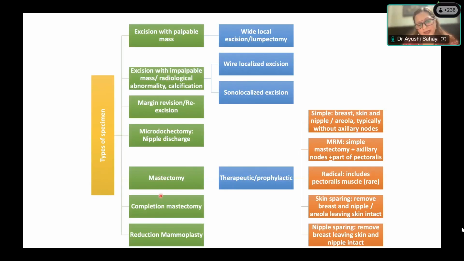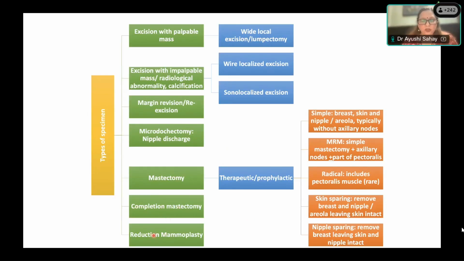Then you can have microdochectomy, revisions, re-excisions, and the major specimen that a lot of people see is the mastectomy. Now, mastectomy is also of multiple types. These days, there are also prophylactic mastectomies as information for genetic counseling is getting prevalent. A lot of people opt for prophylactic mastectomies also. But the main concern for grossing is the therapeutic mastectomy, which can be simple, MRM, radical, or different types of cosmetic alterations which have been done for preserving the cosmesis. Besides this, you have completion mastectomy and reduction mammoplasty.